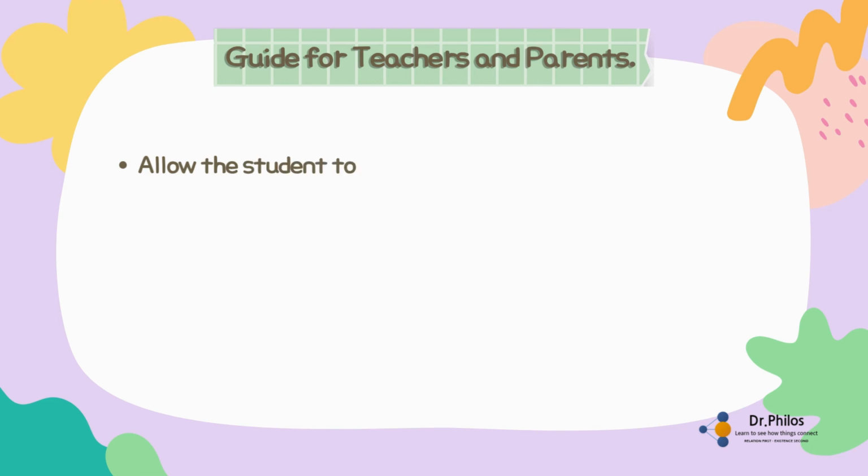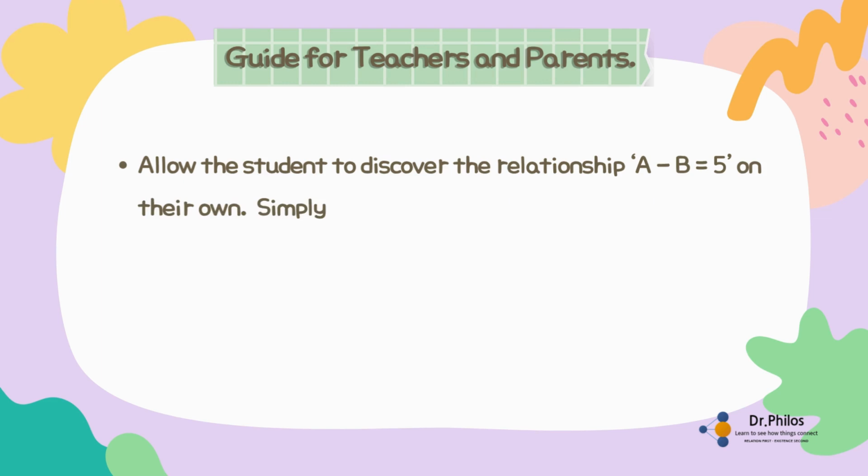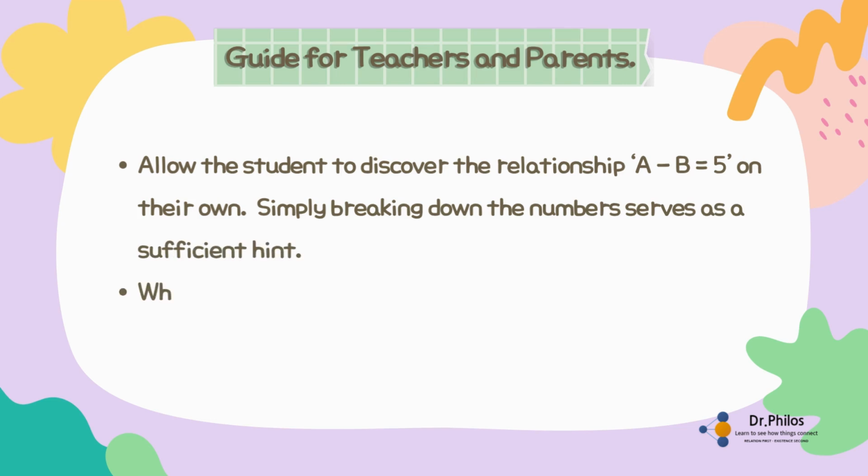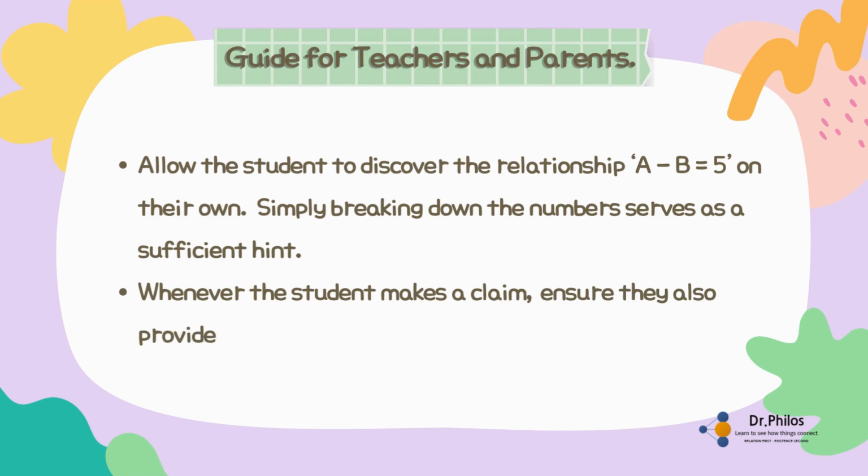Allow the student to discover the relationship A minus B equals 5 on their own. Simply breaking down the numbers serves as a sufficient hint. Whenever the student makes a claim, ensure they also provide the rationale behind it.